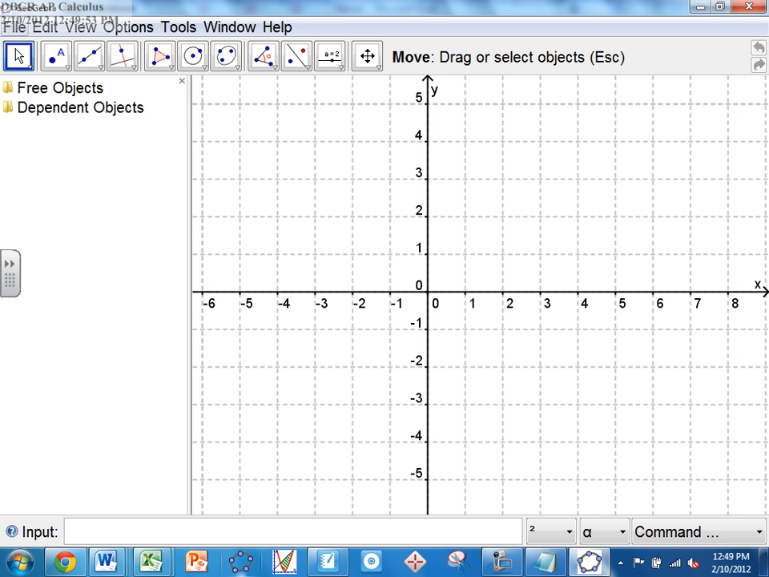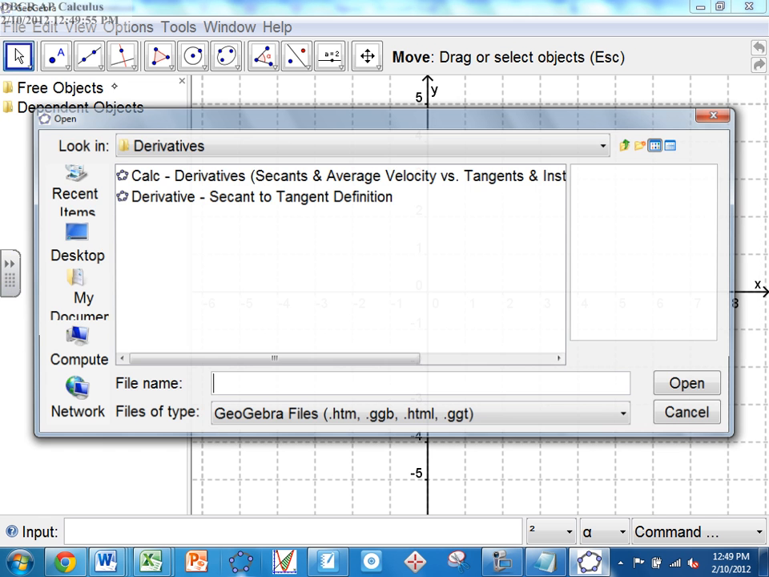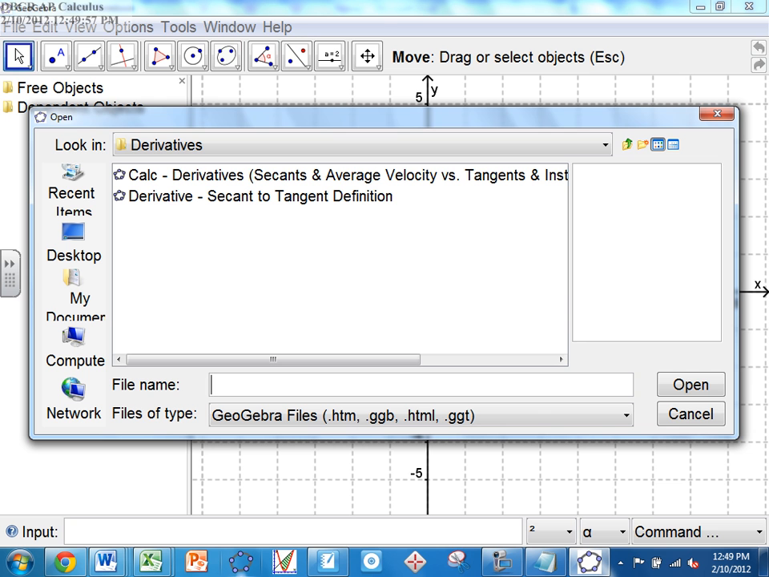What do you mean when you say file? What do I mean by file? If you type in GeoGebra file on Google, people already make all these files. These are files here. So watch, I'll show you what I mean.